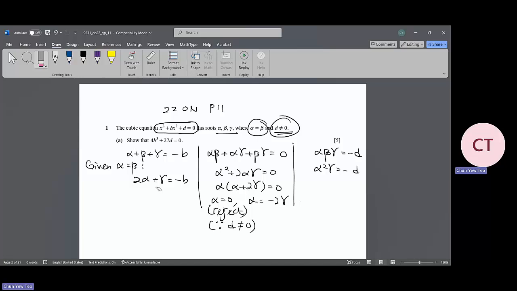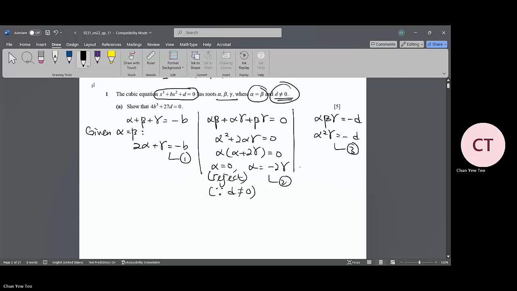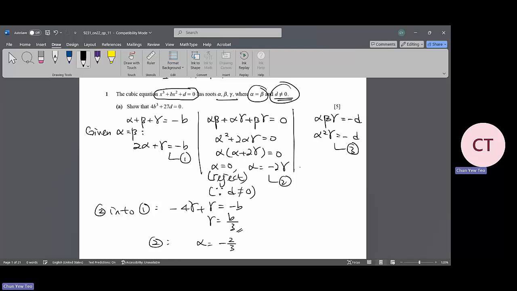I call this equation 1, this equation 2, and this equation 3. For equation 1, we substitute 2 into 1. You will get negative 4 gamma plus gamma equal to negative b. So gamma is actually b over 3. If gamma is b over 3, then from equation 2, alpha will be negative 2 over 3 b.